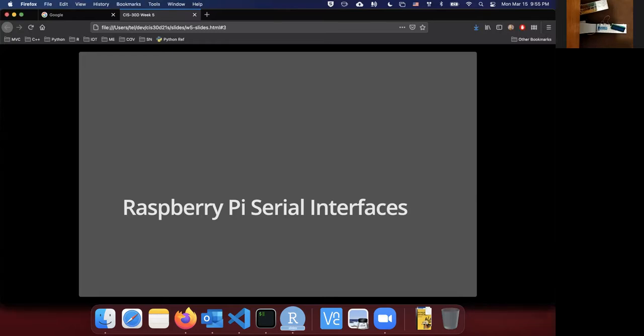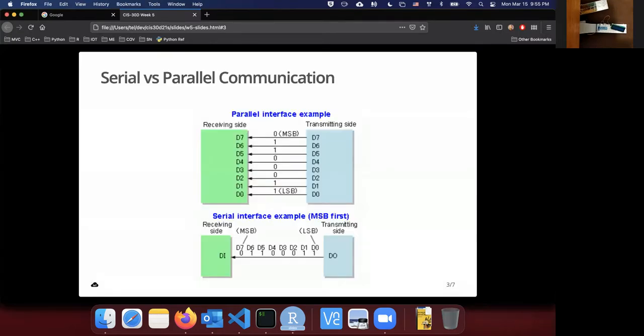What is serial type of communication? Let's take a look at the difference. There are 2 types of communication: serial or parallel. The difference is how we communicate with the device. If we look at a parallel interface, you have a device on the receiving side that receives data, and a device on the transmitting side.